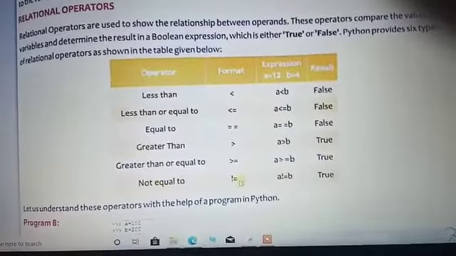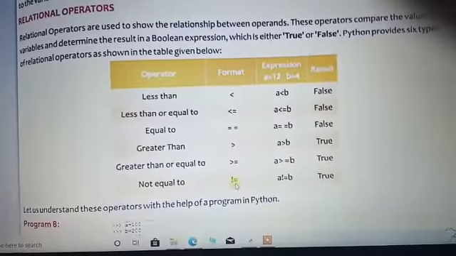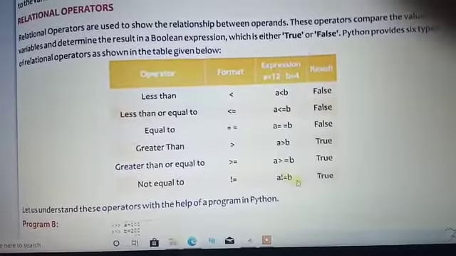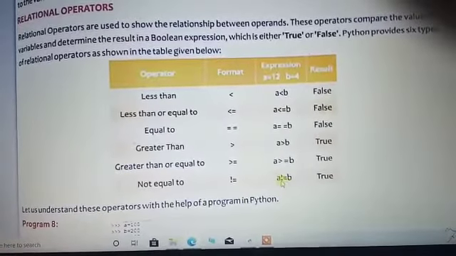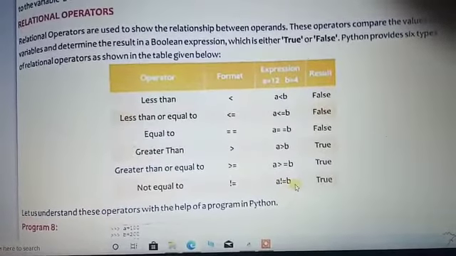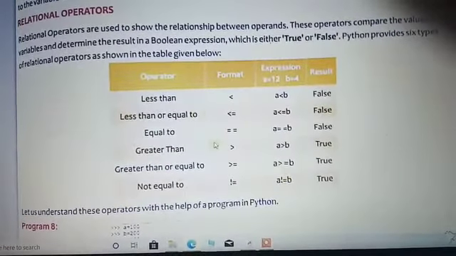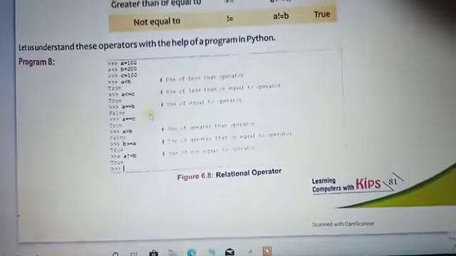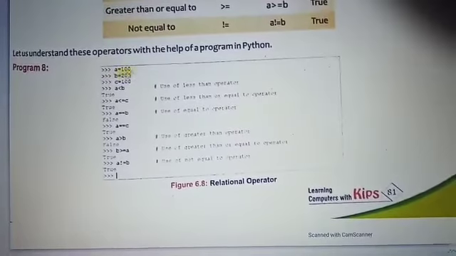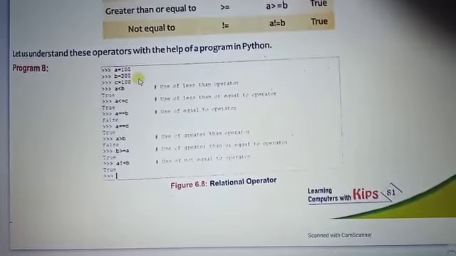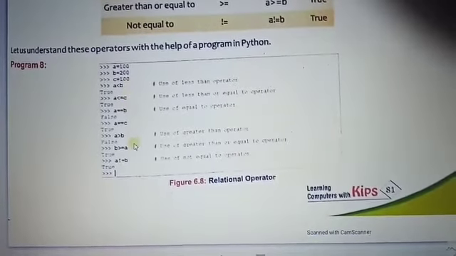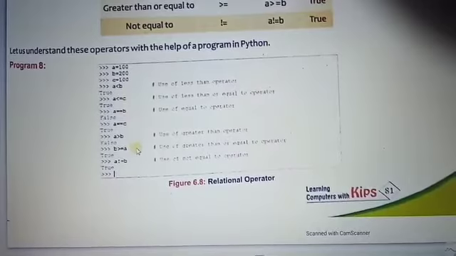Then not equal to. The not equal sign is represented by the exclamation mark and equal. A not equal B. The value of A is 12 and the value of B is 4. 12 not equal 4, that is true. The same expressions are also defined here in the Python interactive mode. The values are defined here: A equal to 100, B equal to 200, C equal to 100 again. And there is a list of relational operator expressions defined.